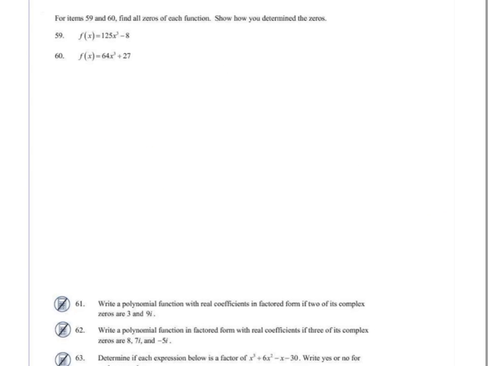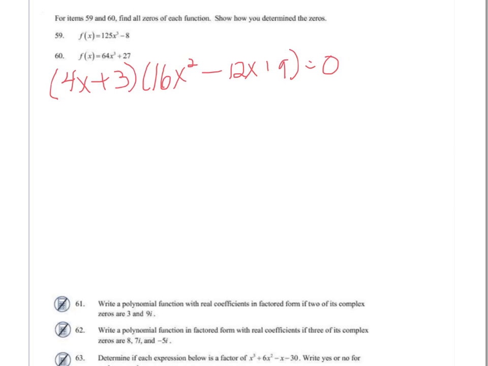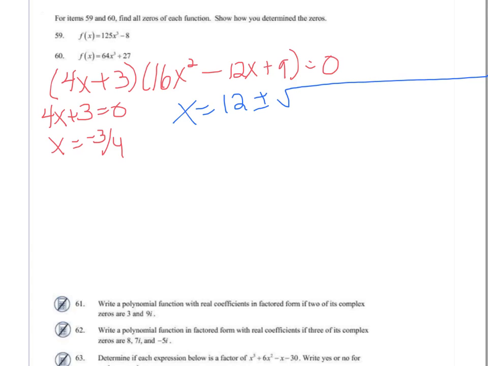So now for 60, it's very similar. We're going to factor it. Same, opposite, always positive. So for the first factor equals 0, that's our real zero. We get negative 3/4. And for the trinomial, again, I'm not going to complete the square because the leading coefficient is 16, and then b is negative 12. So I'm just going to do quadratic formula again. Negative b plus or minus the square root of b squared minus 4ac all over 2a.